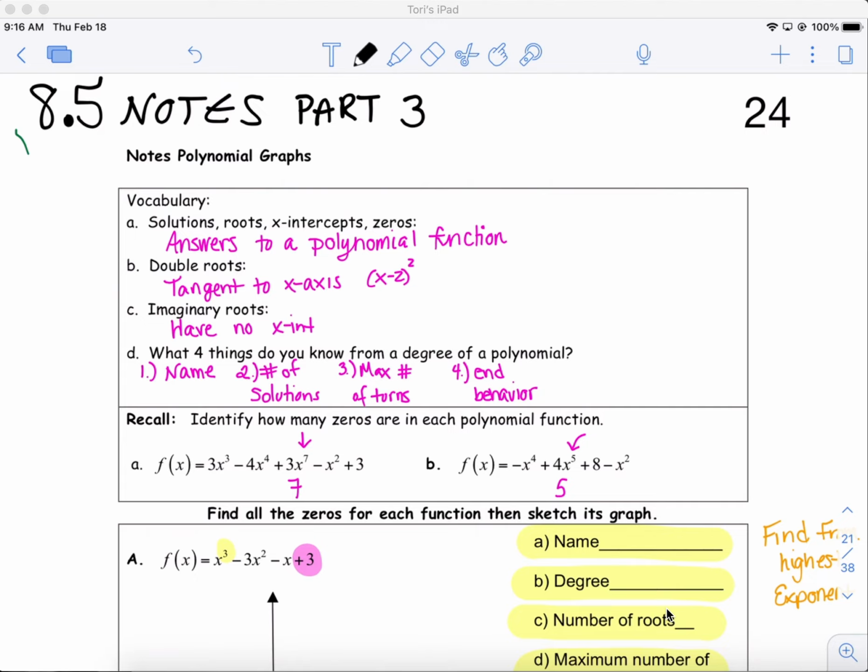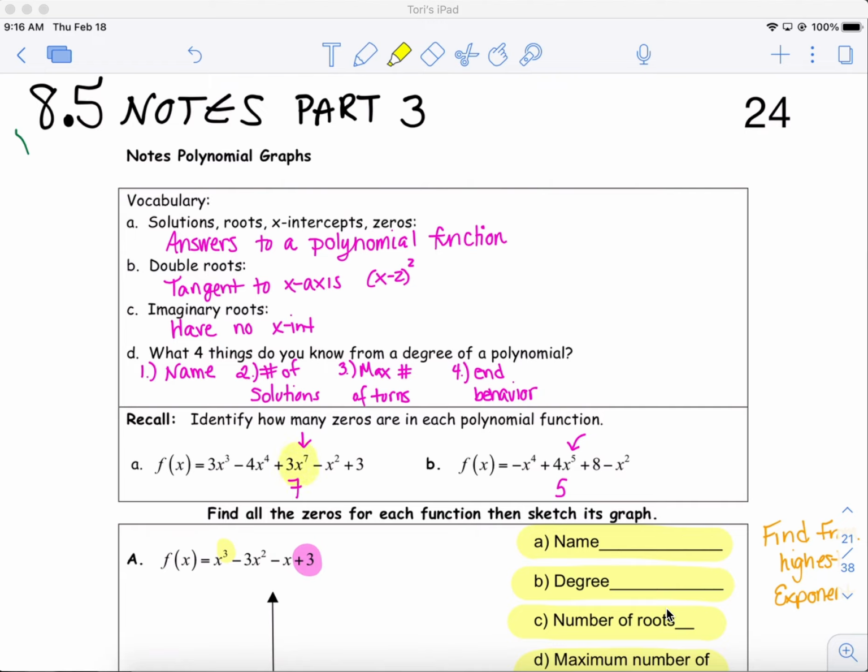And 4 things that we can definitely get from our degree, which is that highest exponent, is the name of our function, how many total solutions it has, the maximum number of turns it would have. Remember, that's a maximum. It's not necessarily how many it does have. And the end behavior shape. Okay, so we're going to be color coding a lot of things in yellow, and that's what we're getting from that degree.